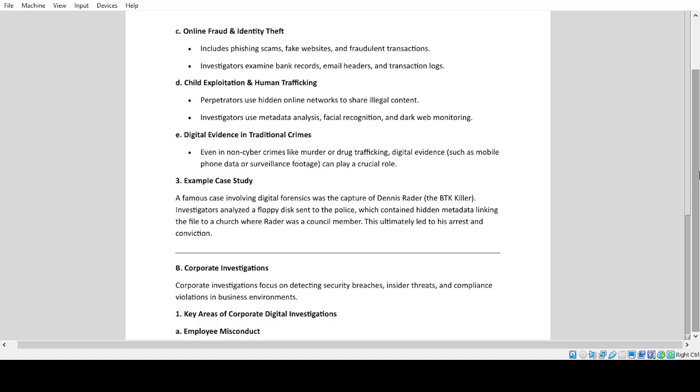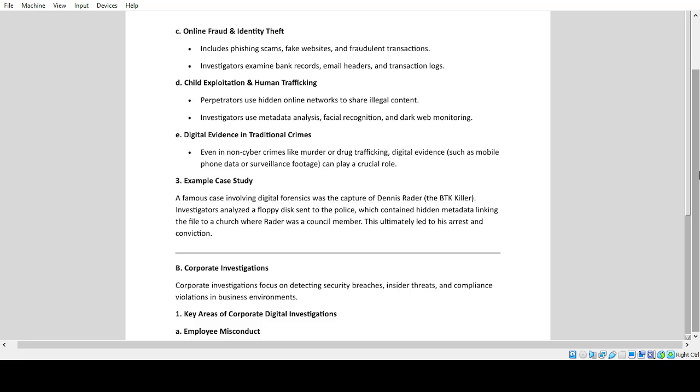C. Online fraud and identity theft. Includes phishing scams, fake websites, and fraudulent transactions. Investigators examine bank records, email headers, and transaction logs. D. Child exploitation and human trafficking. Perpetrators use hidden online networks to share illegal content. Investigators use metadata analysis, facial recognition, and dark web monitoring.